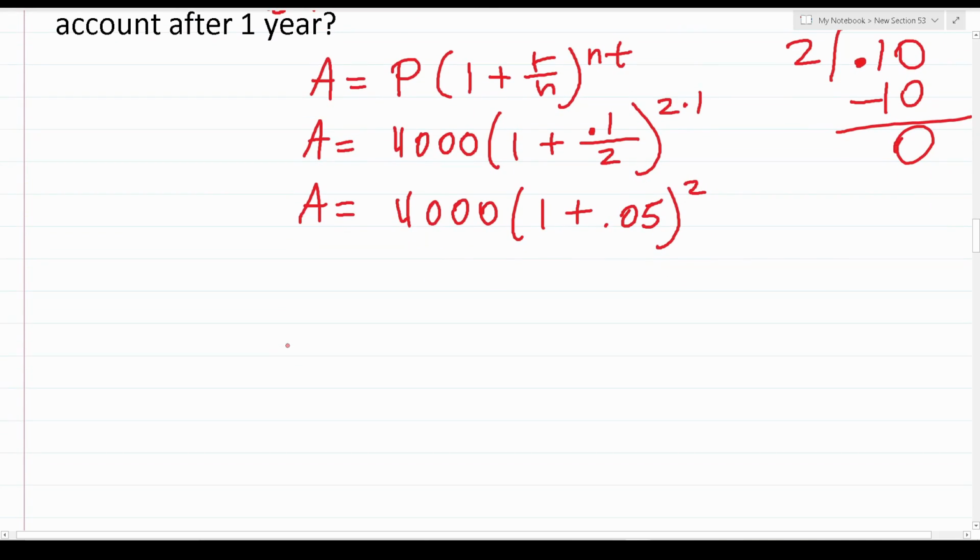All right, so let's keep working this one out. We have A equals 4,000 times 1 plus 0.05. You should be able to do that mentally. That's going to be 1.05. But that said, I'll work it off to the side.